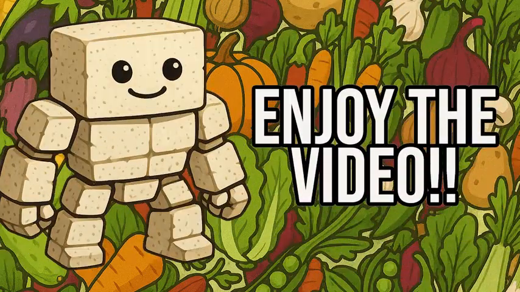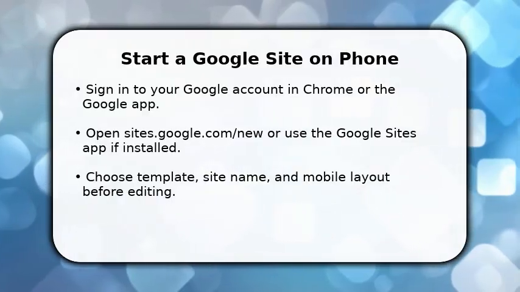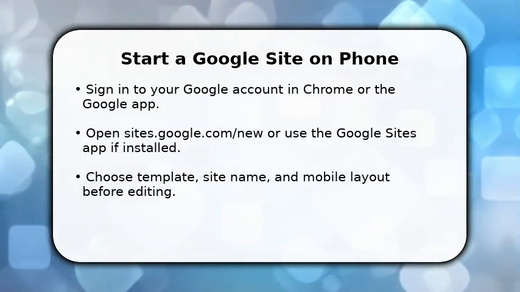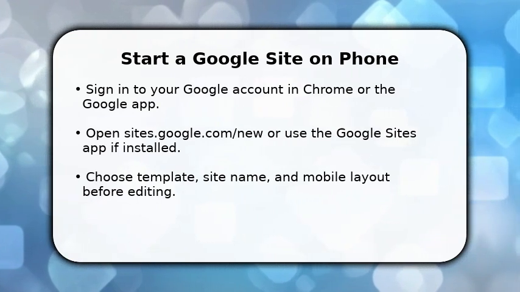Please enjoy the video. You're going to create a Google site from your phone now. First, sign into the Google account you want to publish from. Make sure sync is enabled so your files appear.